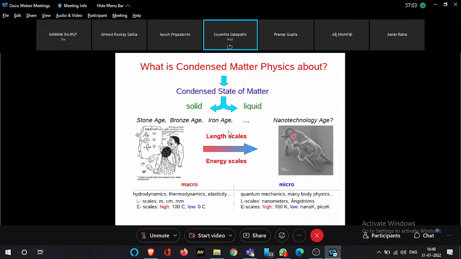And because of that, this technology has applications in almost every area. You talk about electronics, optics, photonics, material science, any branch of engineering, including space technology and medical technology. Everywhere it has applications.